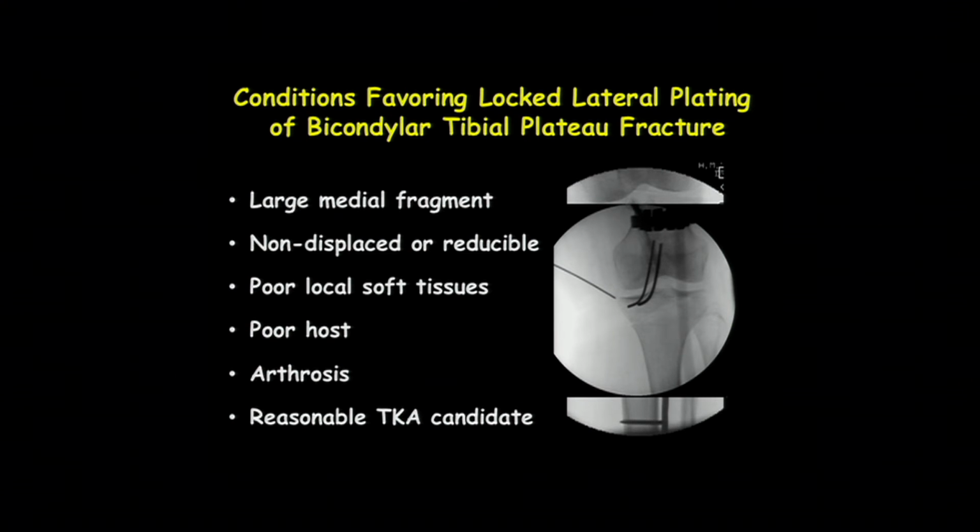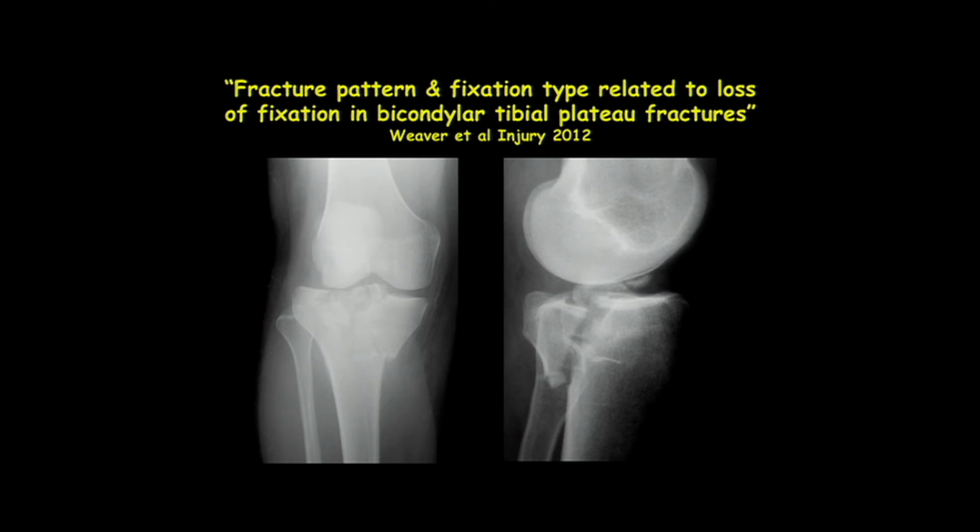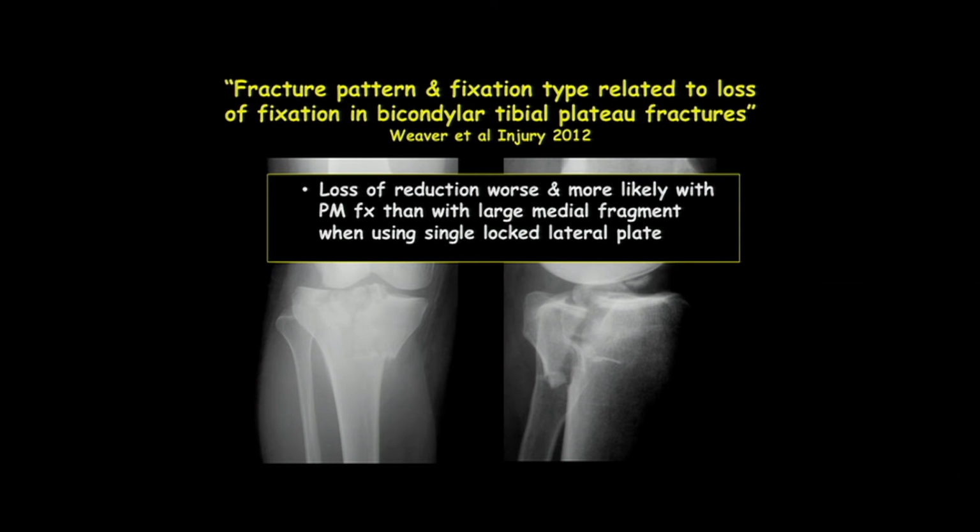Well, there was one study that looked at the fracture pattern and the fixation type related to the loss of fixation just last year in Injury, and they found that the loss of reduction was worse and more likely when you had that small posterior medial fracture than if you had a nice big entire medial condyle when you're using a single locked lateral plate.